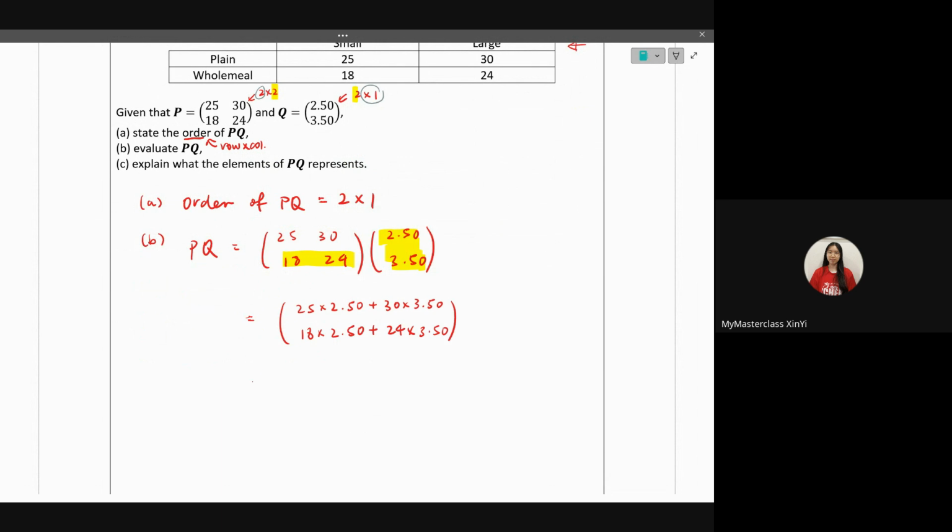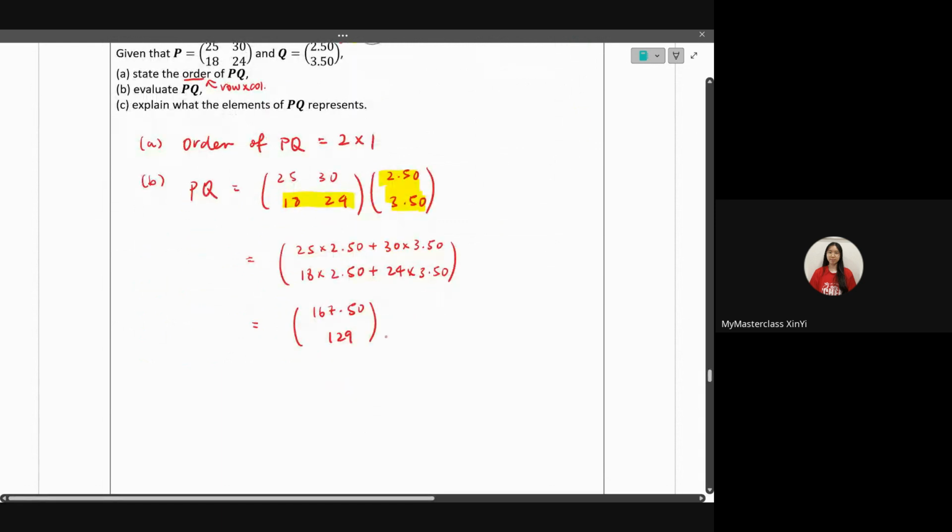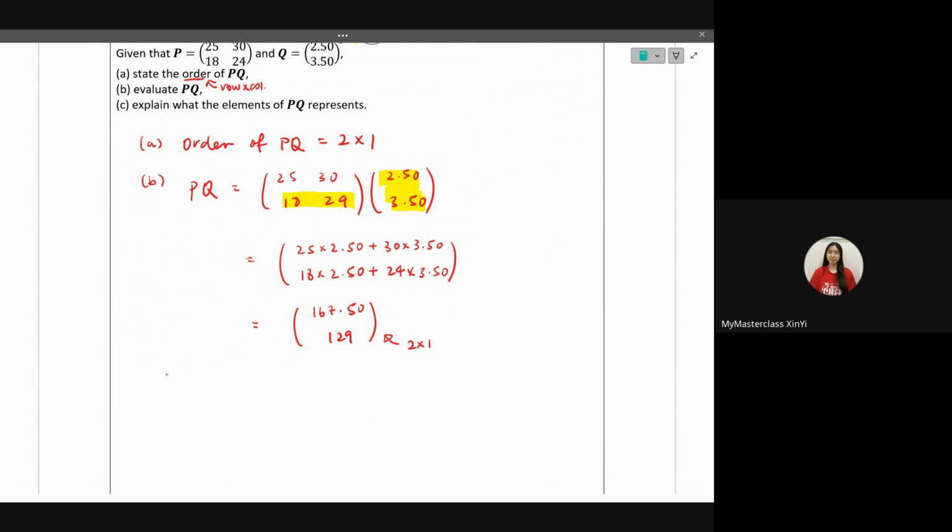Then just press into your calculator. You're going to get 167.50 and 129. So that is matrix PQ. Check that this is a 2 by 1 matrix, right? Then part C: explain what the elements of PQ represent.